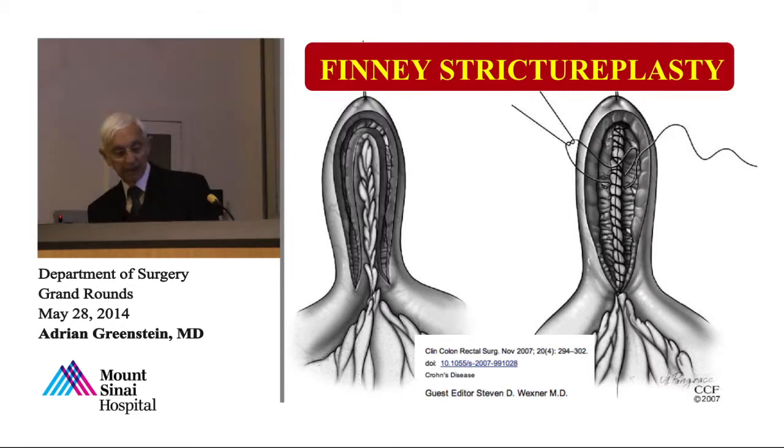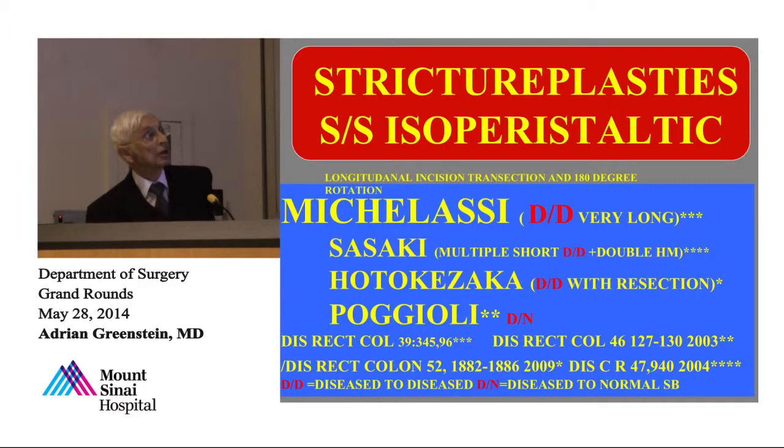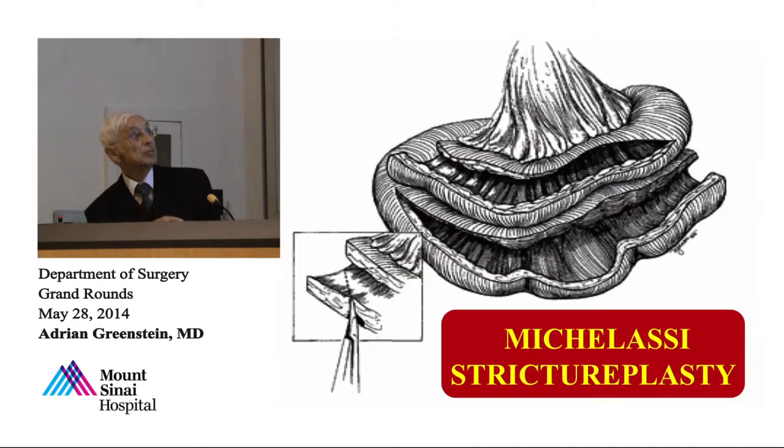All the ones 10 centimeter or less can be done by a typical Heinecke-Mikulicz. And then finally, there's a Michelassi strictureplasty, where there are a number of varieties. The interesting thing about this is that you do a longitudinal incision. You then transect the bowel right across. You then turn the bowel over side to side, and you suture this side to the side and the lateral sides to the lateral sides. And this type of strictureplasty is not done very often, and it's quite difficult to do.